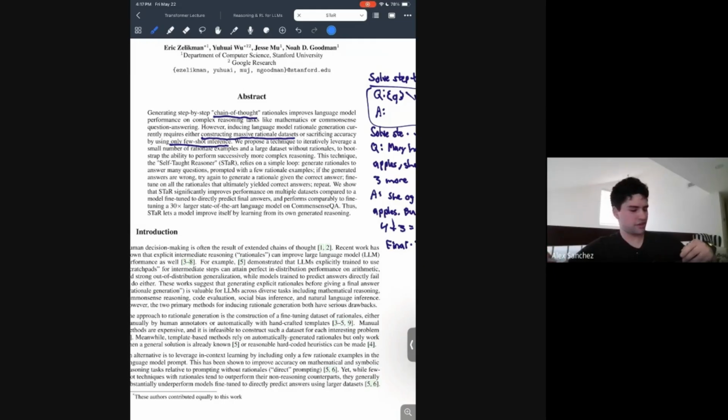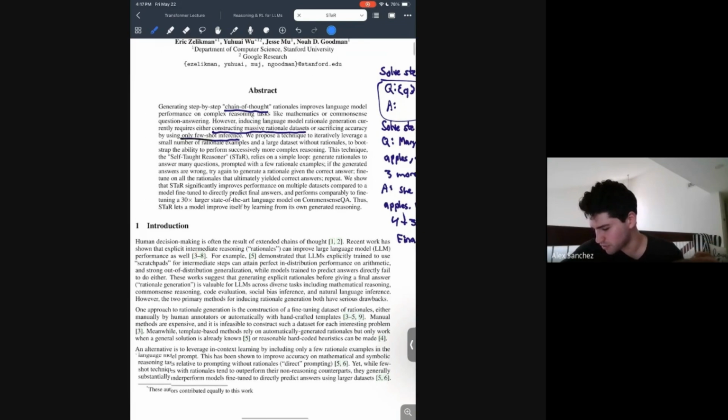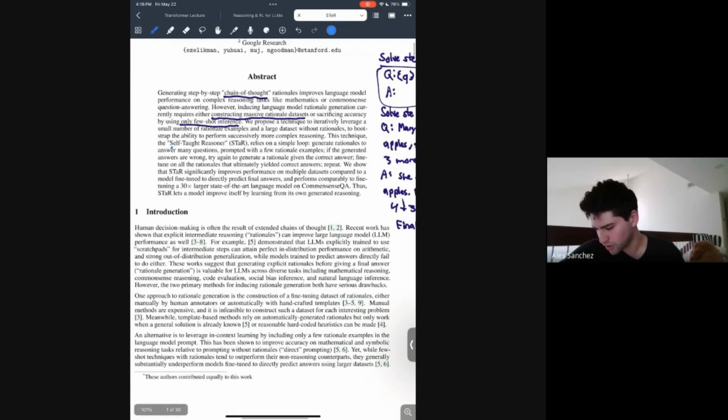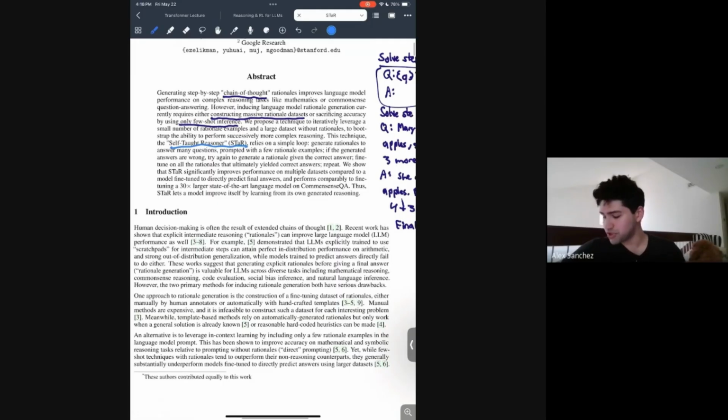And that's what bootstrapping reasoning with reasoning kind of suggests, right? You're using the original reasoning capabilities of the model to better learn how to reason in the future and then fine-tune it on that. This is what they call self-taught reasoner, STaR. It relies on a simple loop. You generate rationales to answer many questions.